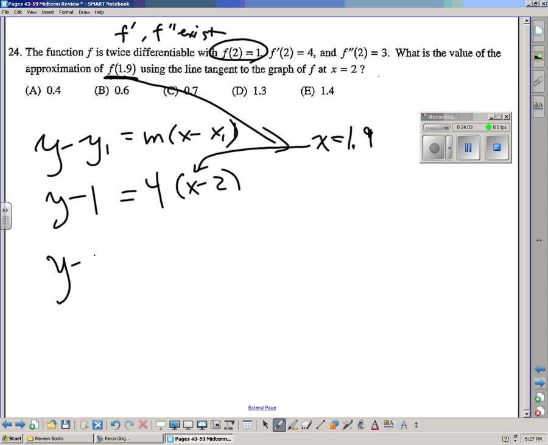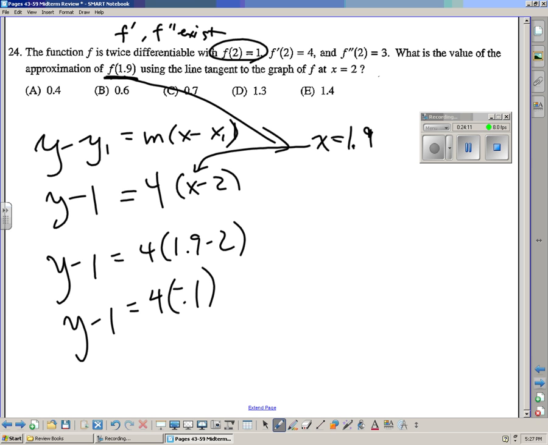So y minus 1 is 4 times 1.9 minus 2. Y minus 1 equals 4 times negative 0.1. So y minus 1 is negative 0.4. Add 1 over, y would be 0.6. That would be our approximation, choice B.